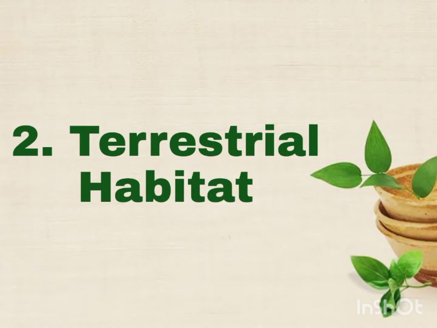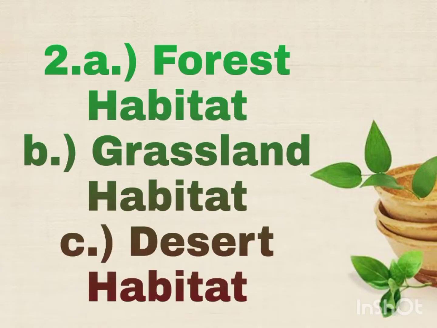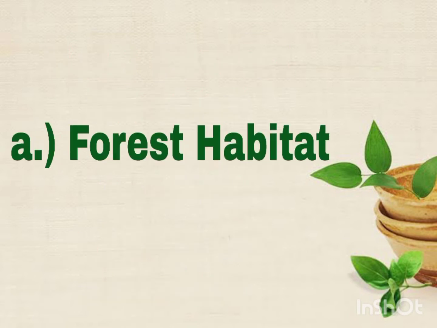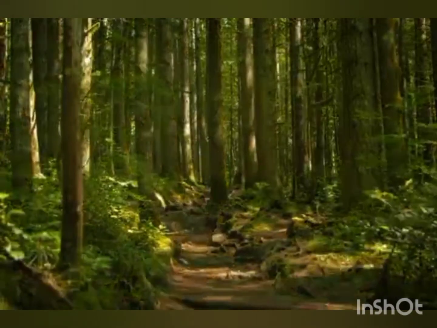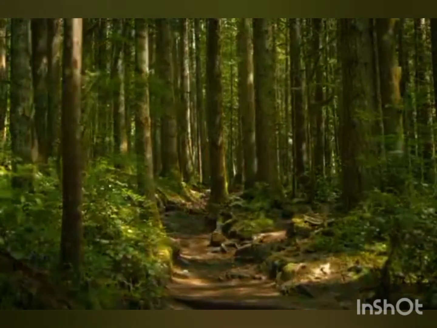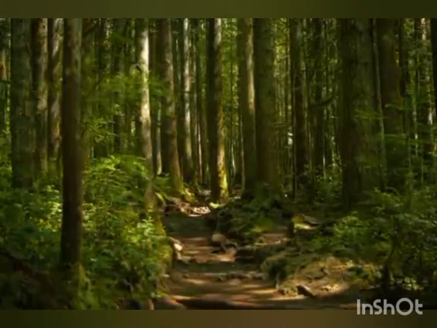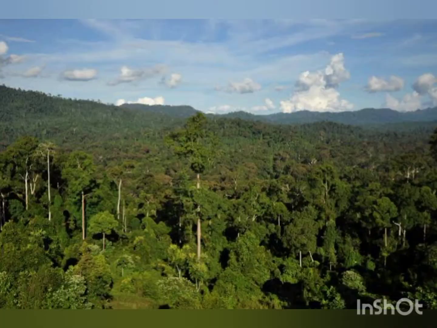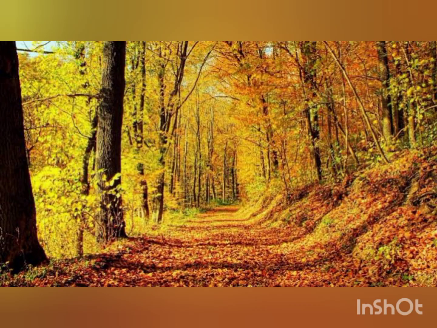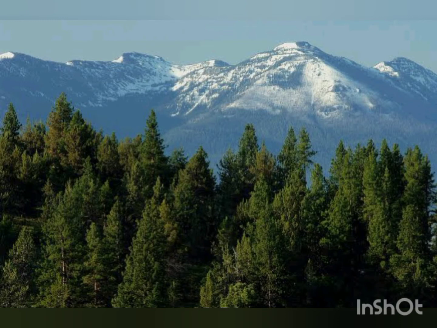The terrestrial habitat is classified into three types such as forest, grassland and desert. First we'll see about the forest habitat. Forest is a large area dominated by trees. There are three types of forest. They are tropical forest, temperate forest and mountain forest. The annual rainfall ranges from 25 to 200 centimeters.